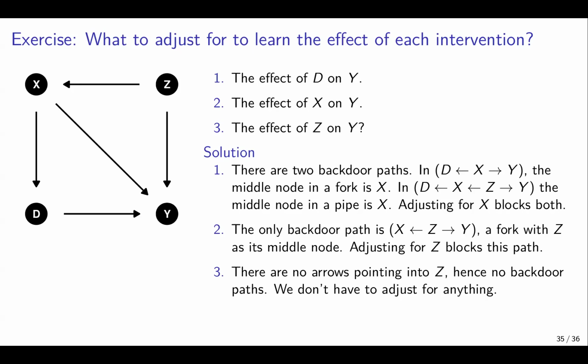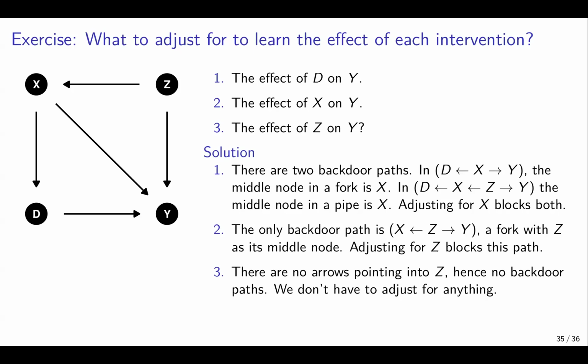So what we've just seen is that if we adjust for x, we're going to block both of those two backdoor paths, and those are the only ones that there are. So in this particular DAG, if you wanted to learn the causal effect of d on y, you'd want to control for x. You'd want to adjust for x, and that would give you the right answer. You could go back and do regression adjustment, and everything would work just fine. So how about the causal effect of x on y?